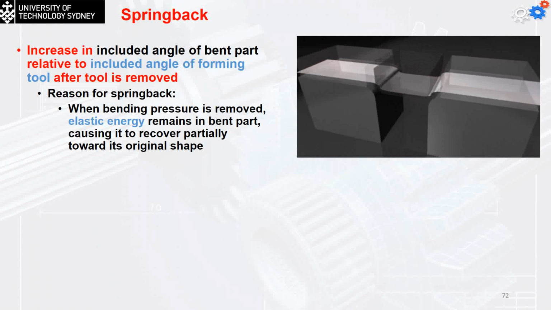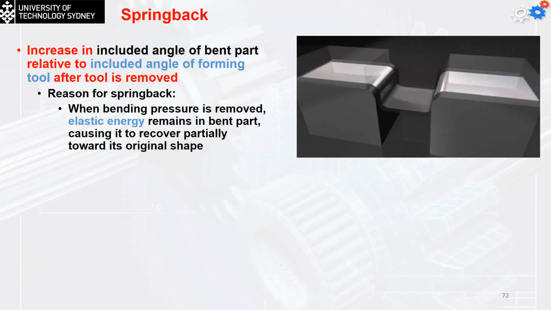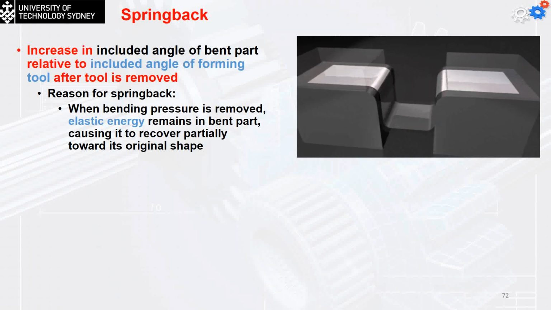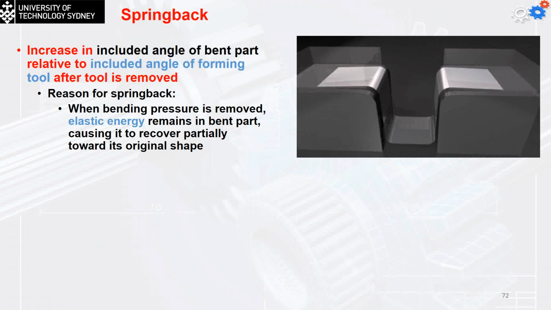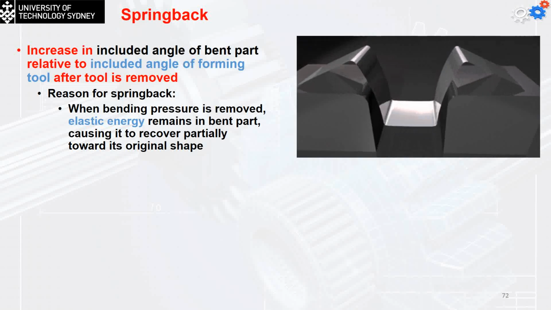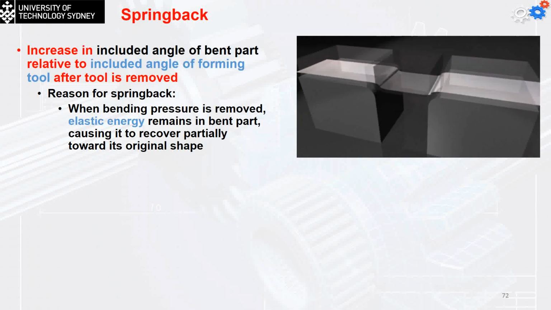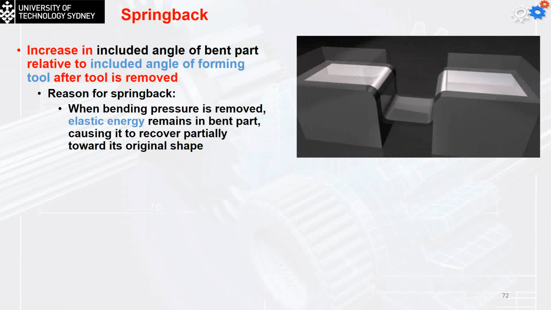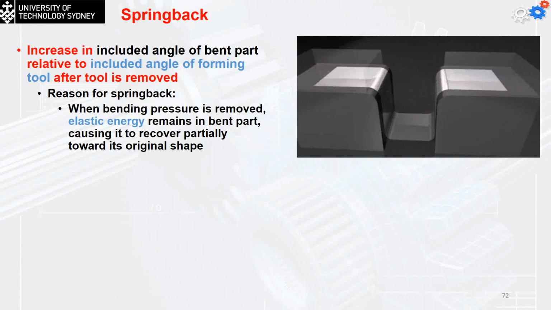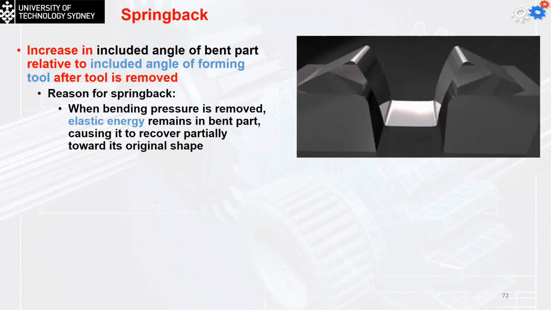So there is an increase in the included angle of the bent part relative to the included angle of the forming tool after the tool is removed. The reason for the spring back is the elastic energy remaining in the bent part. Spring back results in an increase in the bend angle and an increase in the bend radius. And that's what's happening during the bending operation.